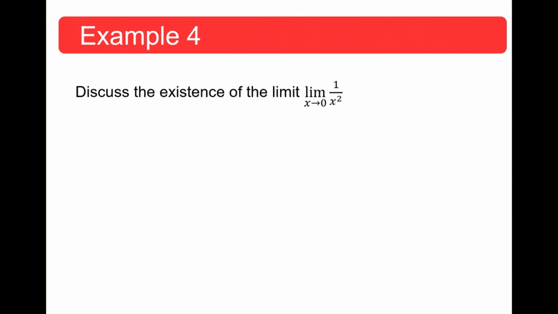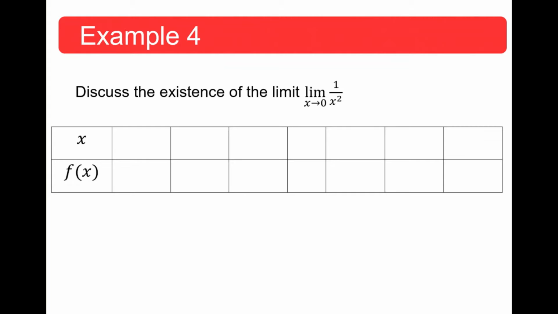Discuss the existence of the limit as x approaches 0 of 1 over x squared. First, let's try to determine this limit numerically by using a table. Because we are computing a limit as x approaches 0, we need to choose some values to the left of 0 and some values to the right of 0.